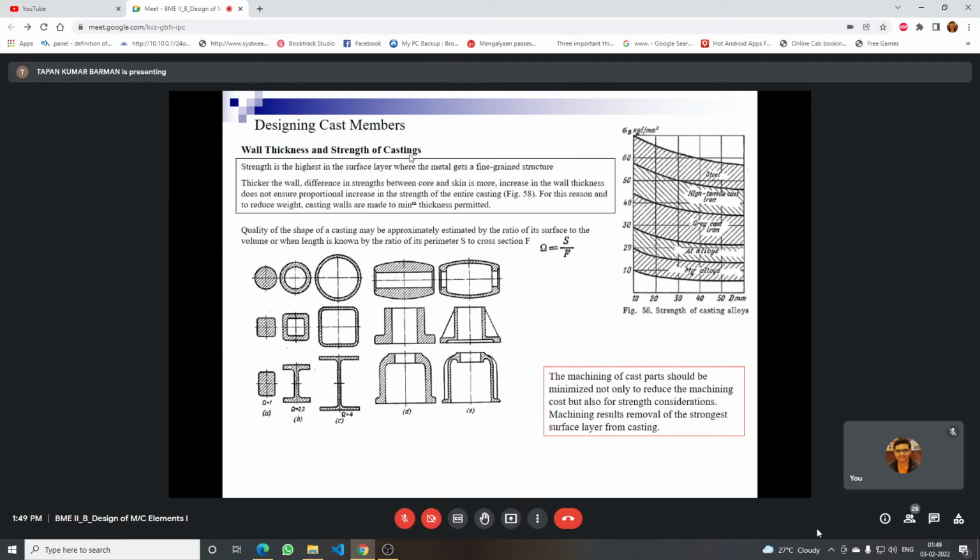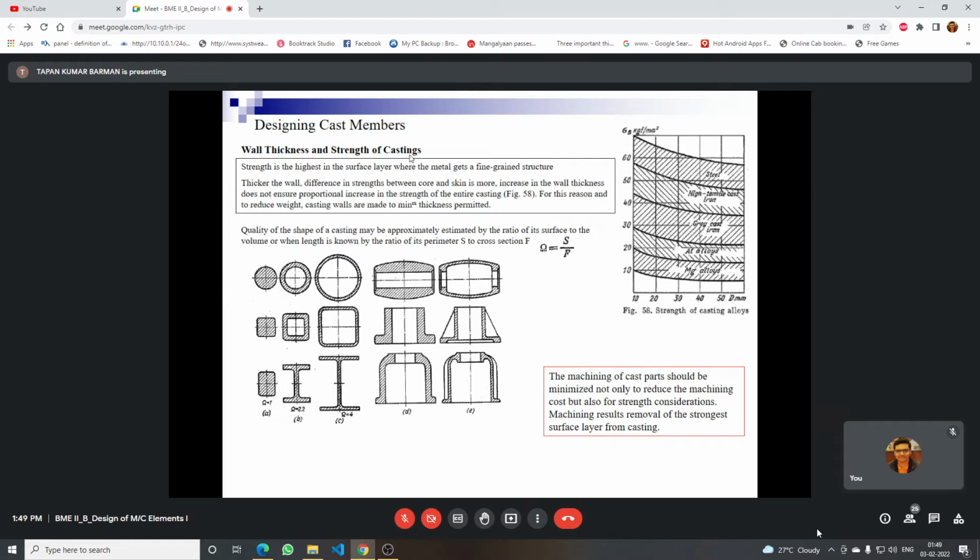You know the TTT diagram, the time temperature transformation diagram. And from there, you know that if the cooling rate is high, you may expect fine grain structure. And for that fine grain structure, your strength will be more compared to coarse grain structure. Now, if your wall thickness is more, then at the outer surfaces, your cooling rate will be more.